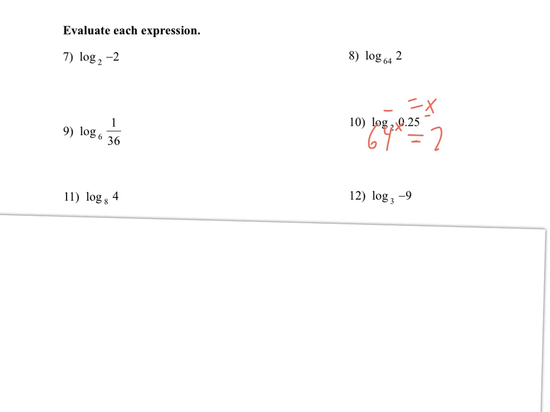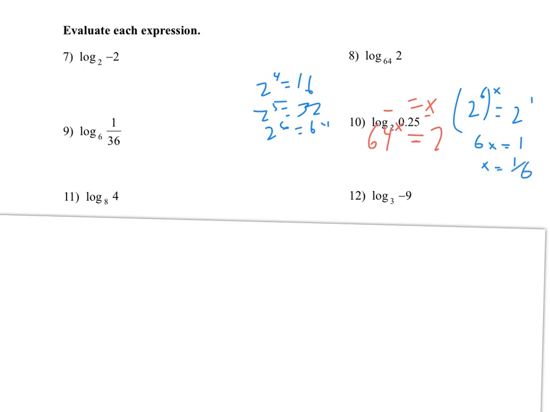So you may not know what power turns 64 into 2. So if you don't know it off the top of your head, what I would say we should do is just write this left-hand side as 2 to some power, and then leave that x outside. So let's see. 2 to the 4th power I know is 16, so 2 to the 5th would be 32, and that would make 2 to the 6th 64. So that's what we got here. It's the 6th power. And so once I have those bases the same, I can just set the exponents equal. So x must equal 1 over 6.